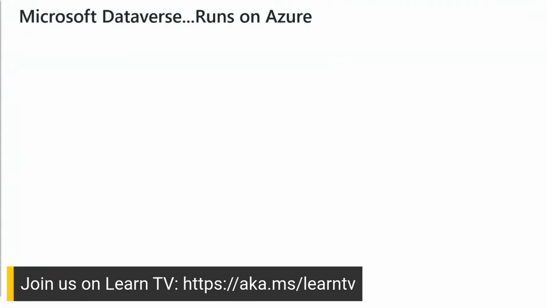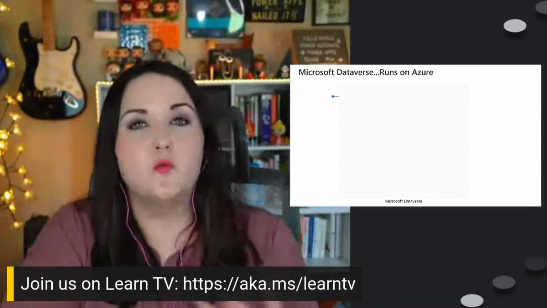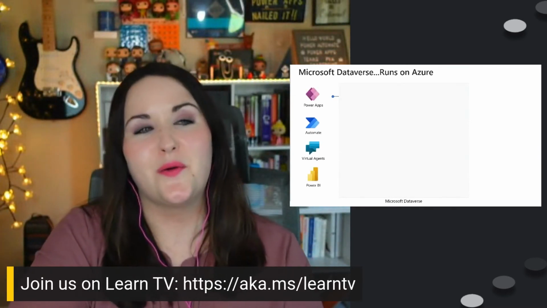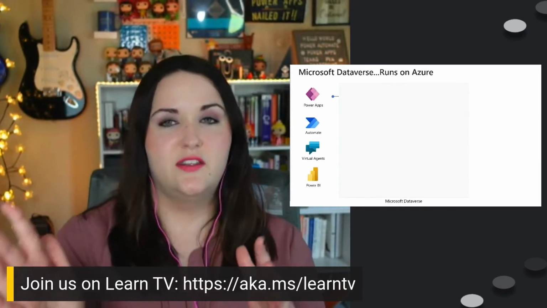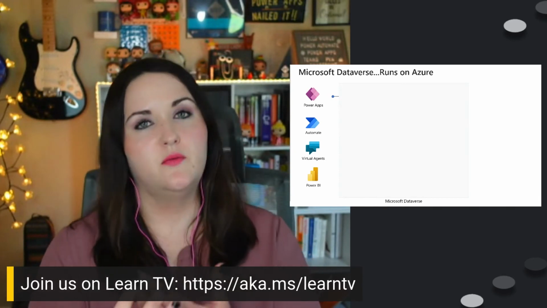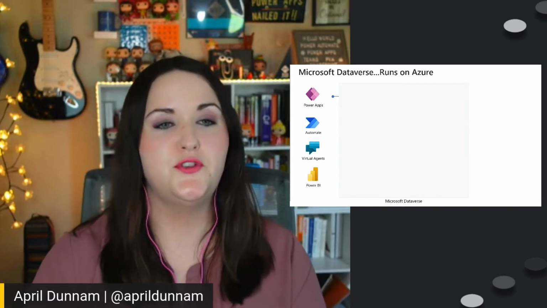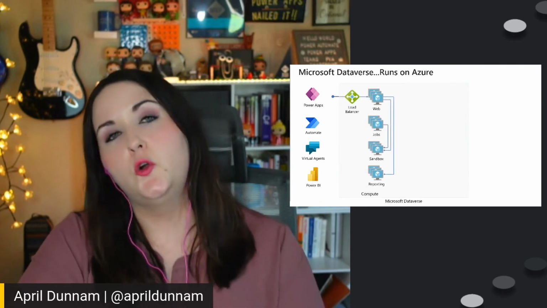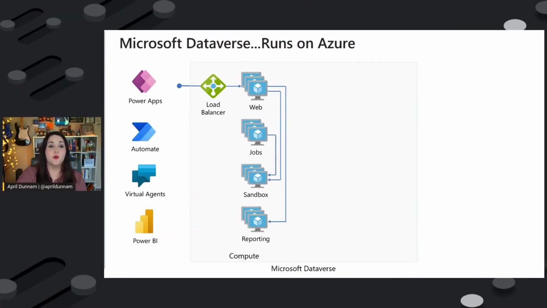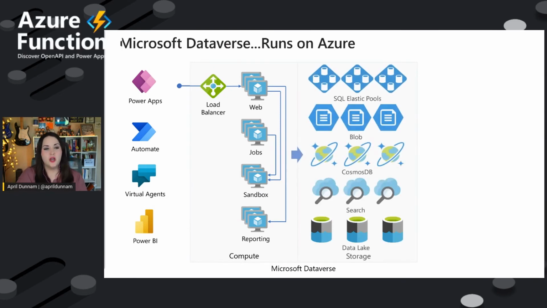And when we're talking about Dataverse, it actually runs on Azure itself. So when we're talking about how it works, again, that's what the Power Platform, Power Apps, Power Automate, Virtual Agents, and Power BI use and are hosted on. But it uses a load balancer behind the scenes to scale the requests across several compute services. So it has services for handling OData requests, Azure Jobs for asynchronous work, all of that stuff. And then it supports a variety of storage as well. So we can pull data into the Dataverse and put it out.